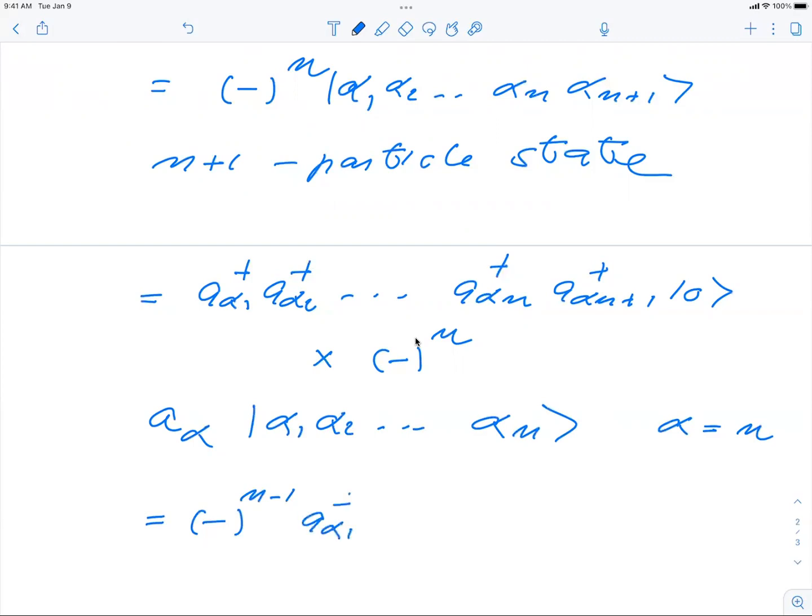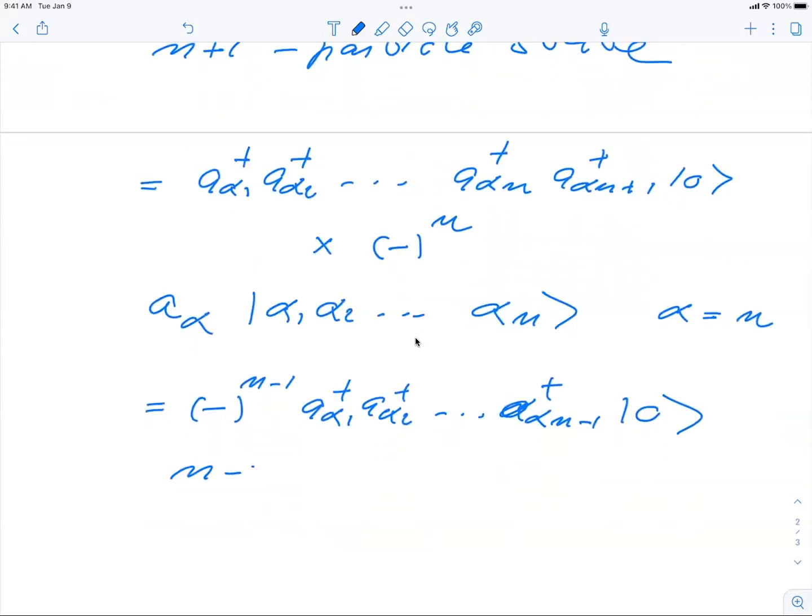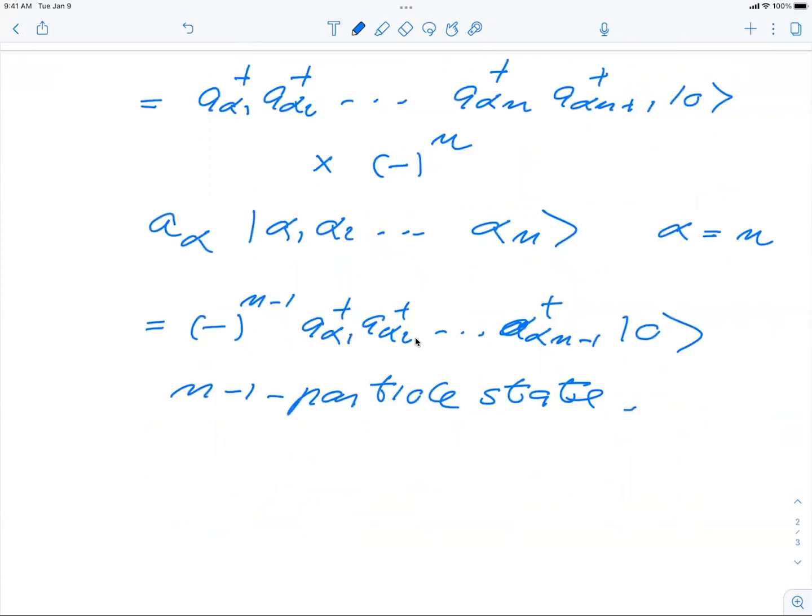And then I have an A alpha 1 dagger, A alpha 2, and then up to A alpha n minus 1 dagger acting on 0. And this one is an n minus 1 particle state. So keep in mind that these are all fermions here. So one of the things we could have done now is clearly that this is the case if this alpha is equal to one of the states in this original state. So if the state alpha is included in this set, alpha 1, alpha 2, up to alpha n, then clearly this is non-zero.